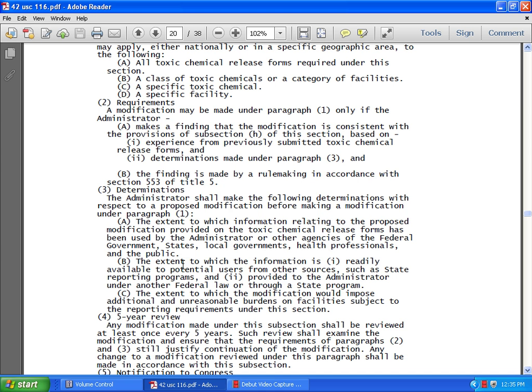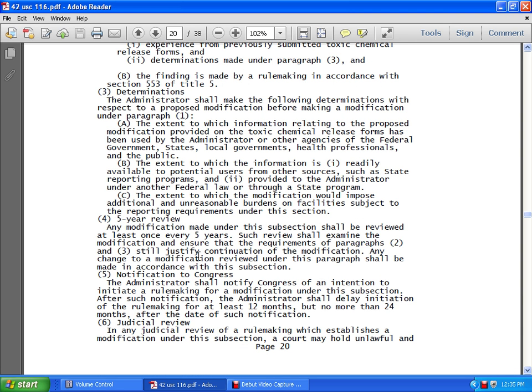4. A 5-year review. The modification made under this subsection shall be reviewed at least once every 5 years. The administrator shall examine the modification, ensure the requirements in paragraphs 2 and 3 are met, and still justify the continuation of the modification. Any change in a modification reviewed under this paragraph shall be made in accordance with the subsection notice to Congress.